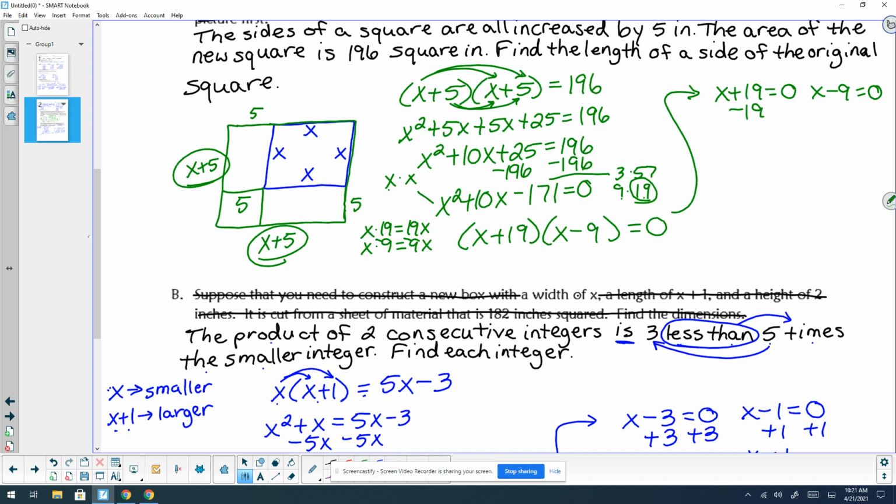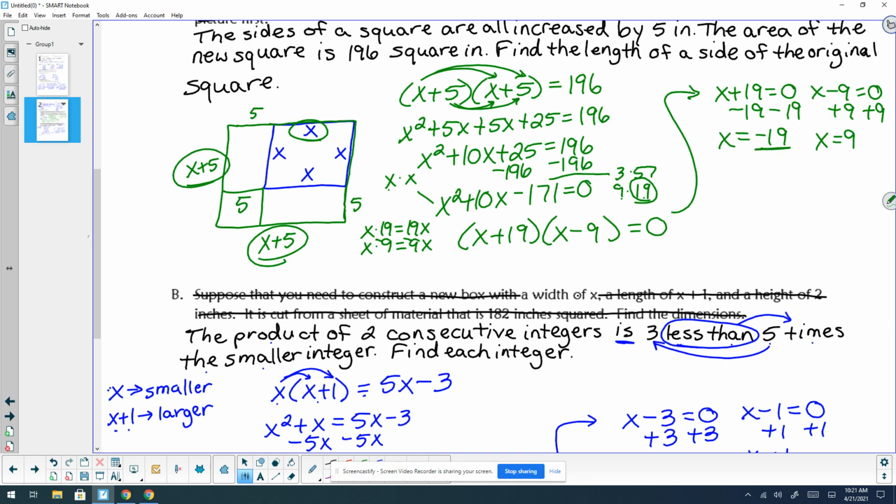So subtract 19 from both sides. X equals negative 19. Add 9 to both sides. X equals 9. Now, we have to think about what x actually is. X is the original side length of our first square. So we're talking about length in inches.